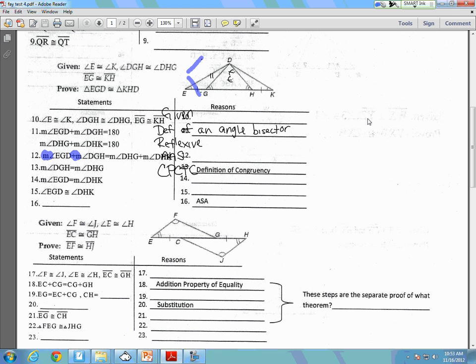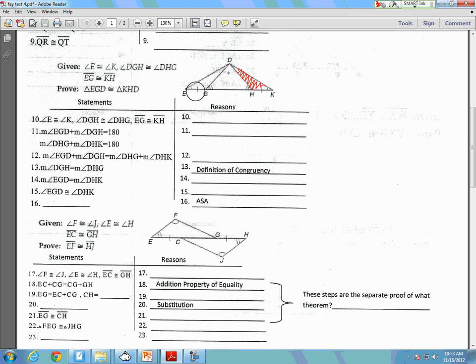Moving on down to question number 3. They tell us angle E is congruent to angle K, angle DGH congruent to angle DHG, and segment EG is congruent to segment KH. Prove the 2 triangles out here. That triangle there is congruent to that triangle there.